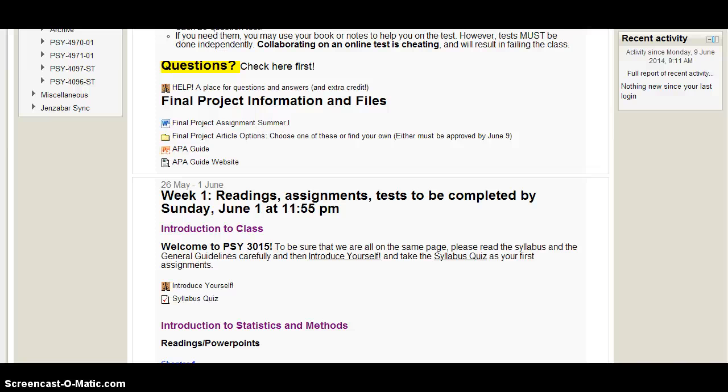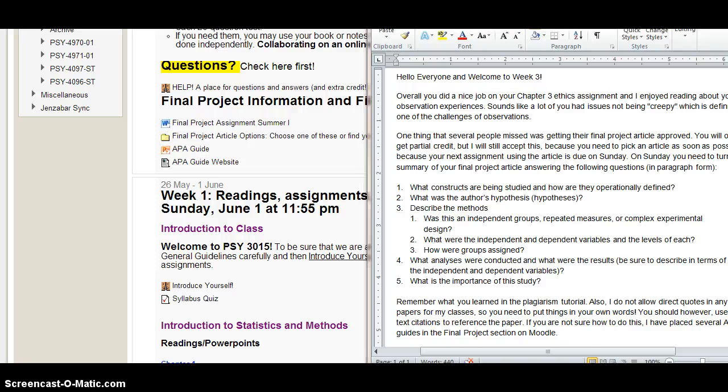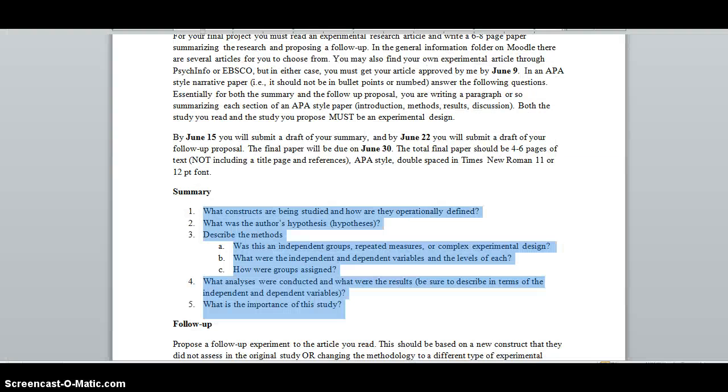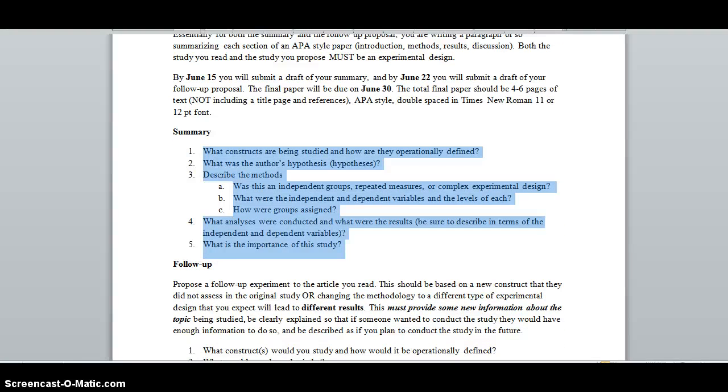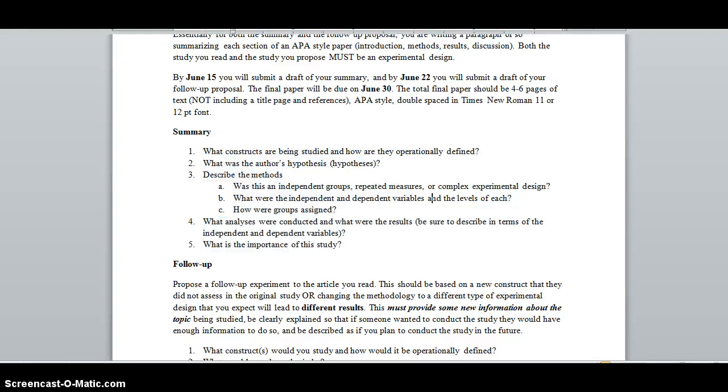get it approved. On Sunday, you need to turn in a summary of your final project article that answers all of the questions on the assignment in paragraph form. So these are the questions that need to go into your summary. What constructs are being studied and how are they operationally defined? What are the author's hypotheses?